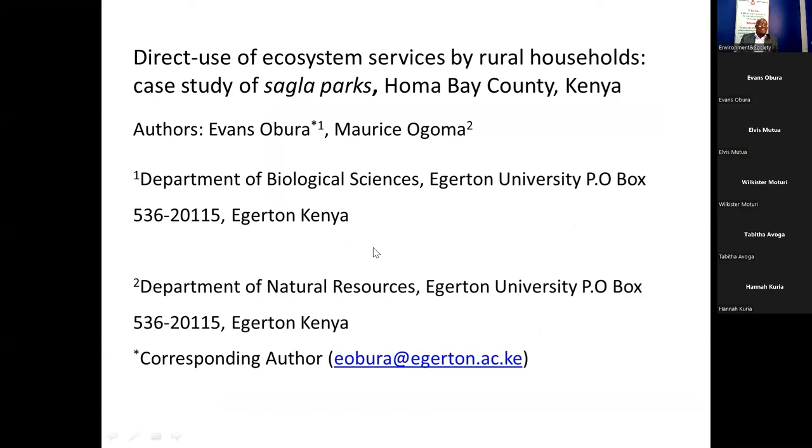We are presenting on direct use of ecosystem services by rural households. Our reference is Sagla Parks in Homa Bay County, Kenya. My name is Dr. Obura, and we published this paper together with Maurice. I am from the Department of Biological Sciences, Egerton University, and Maurice is from the Department of Natural Resources, Egerton University as well.